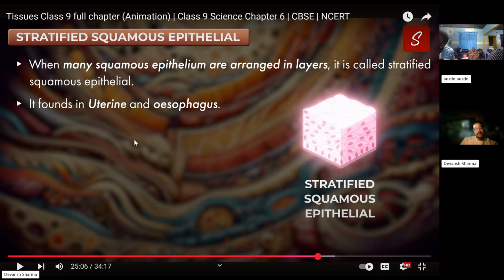And this stratified squamous epithelium is found in the esophagus and uterus. Esophagus, in bracket you can write food pipe.